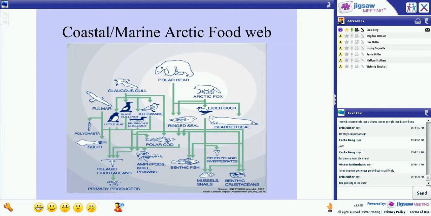Okay, guys, if we could go ahead and stop in the text chat. Every time you guys type something, it beeps.